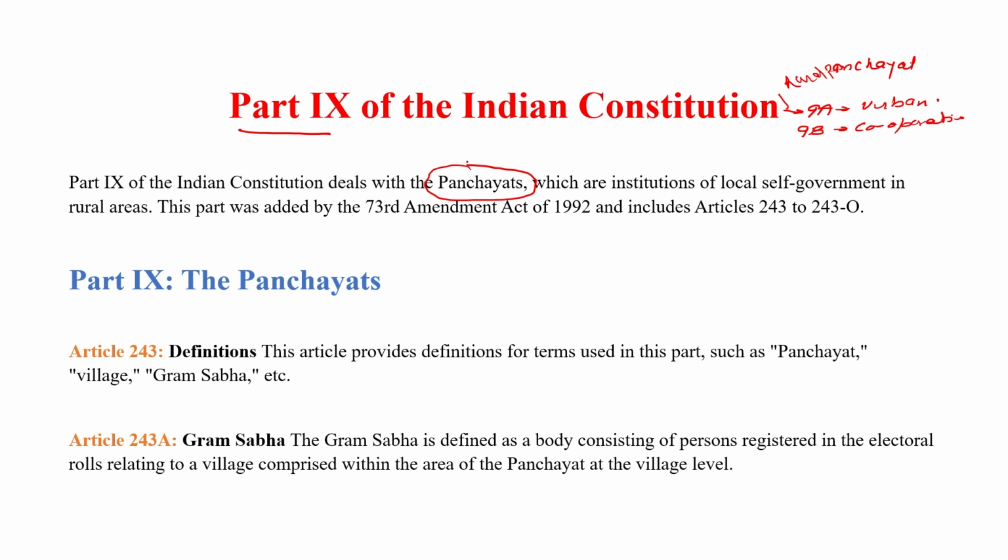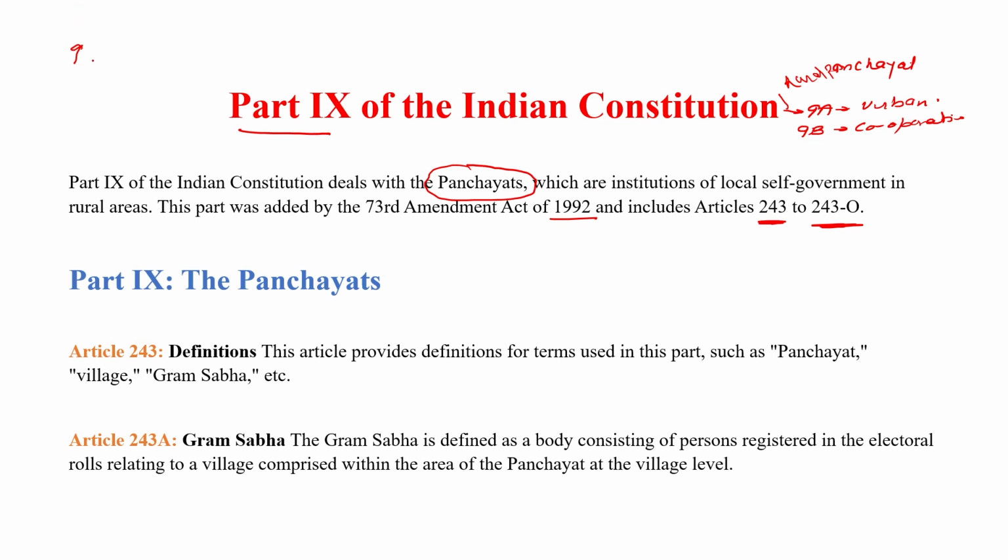The important articles related to the rural panchayat of India are Article 243 to Article 243O. Okay, simply, part 9th of the Indian Constitution initially dealt with only Article 243. Later, Articles 243A to 243O were added under the 73rd Amendment Act 1992.